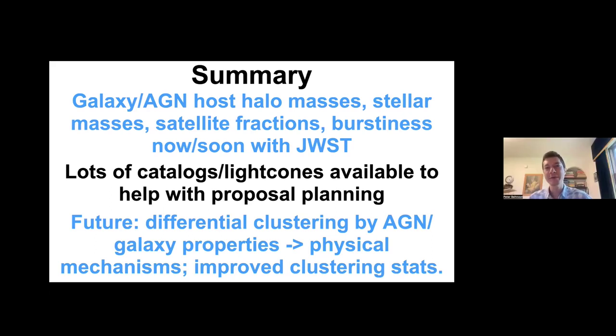Okay, main thoughts. The low-hanging fruit that we can get from observations, things like galaxy and AGN characteristic host masses, host halo masses, stellar masses when it's hard to do SED fitting, satellite fractions, burstiness or duty cycles, all of this can be done either now or soon with James Webb.